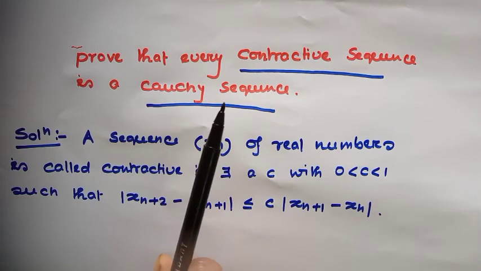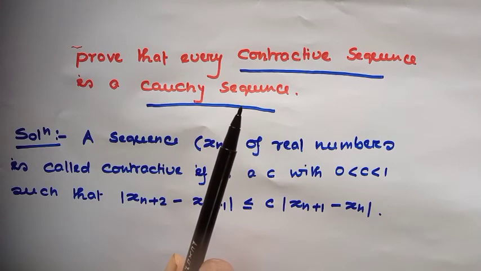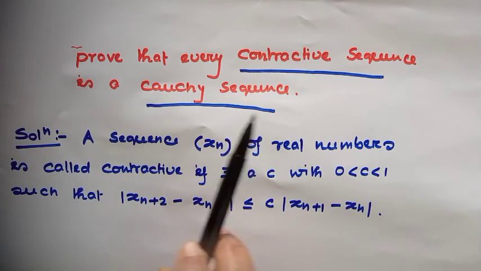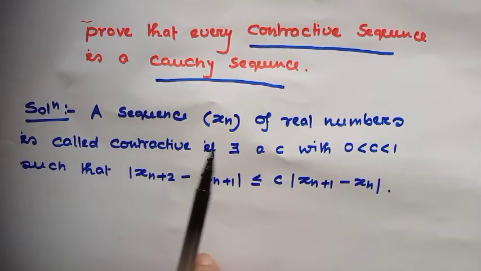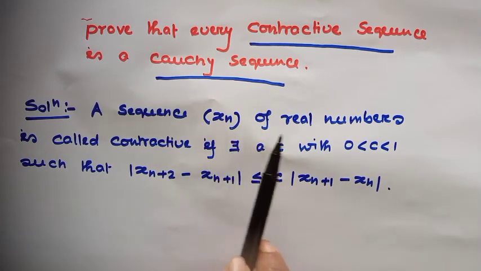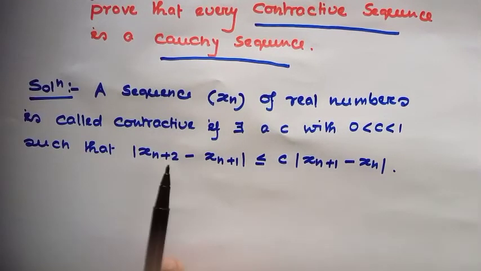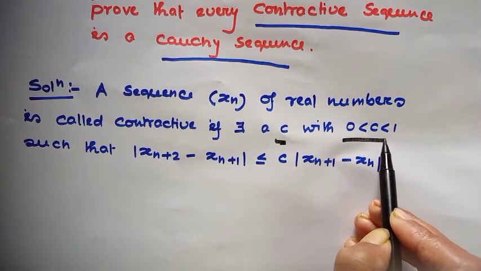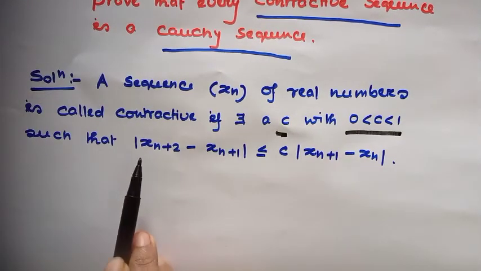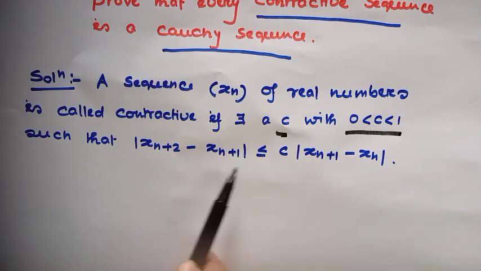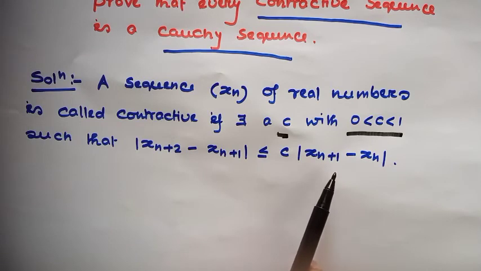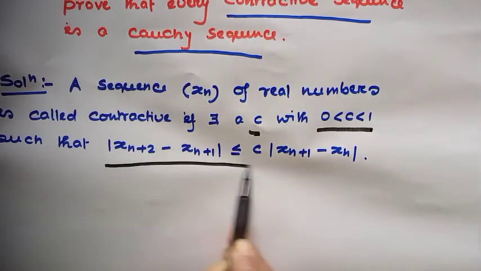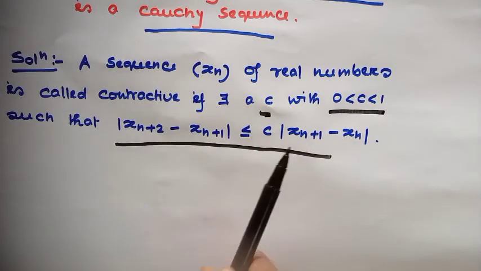let's see an interesting example of a Cauchy sequence. Prove that every contractive sequence is a Cauchy sequence. At first, see what is the definition of a contractive sequence. A sequence x_n of real numbers is called contractive if there exists a constant C with the condition 0 less than C less than 1, such that absolute value of x_{n+2} minus x_{n+1} is less than or equal to C times absolute value of x_{n+1} minus x_n. Okay, and if this condition holds, then the sequence is called a contractive sequence.